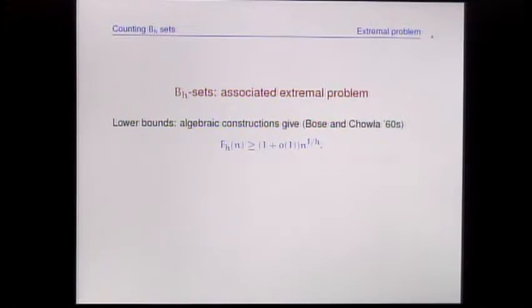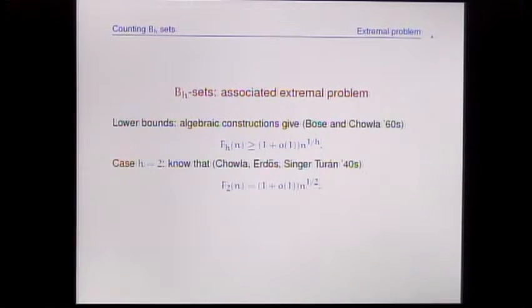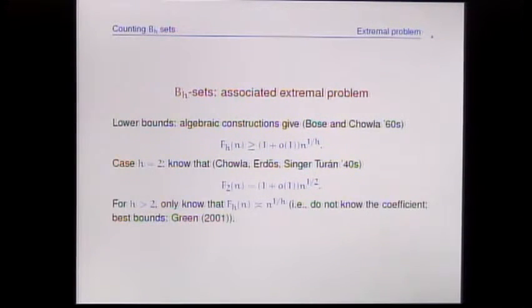In the case h equals 2, so Sidon sets, you know better, you know the coefficient. The coefficient is kind of 1. It's n to the 1/2. So f_2(n) is asymptotic to n to the 1/2 with coefficient 1. But if you consider larger h, 3 or more, then you basically know the order of magnitude, n to the 1 over h.